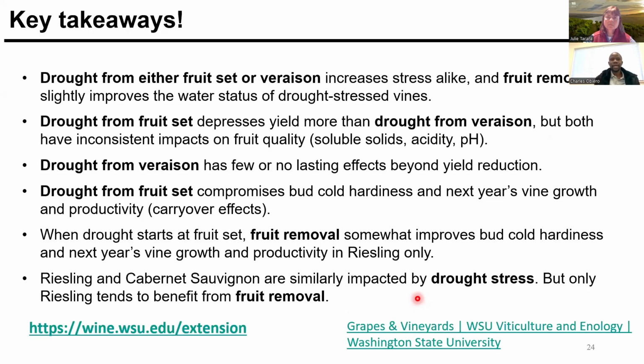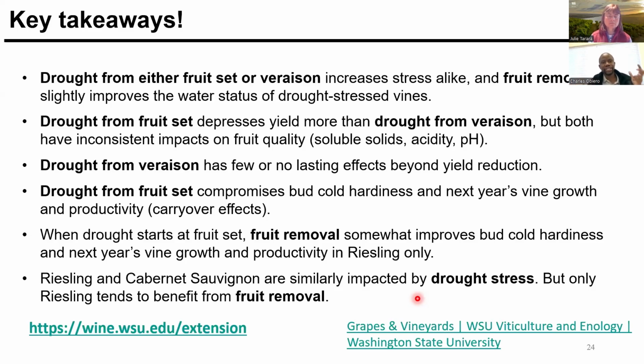Now, as I finish, if there is anything to remember, I want us not to forget these points. One of the points is that the drought from fruit set or veraison will increase stress alike. We've seen that. But the most important factor here is how long the vine is going to be under that stress. If it is going to sit under that stress for a longer time, the impact is going to be huge. And fruit removal slightly improves the water status of the drought-stressed vines.